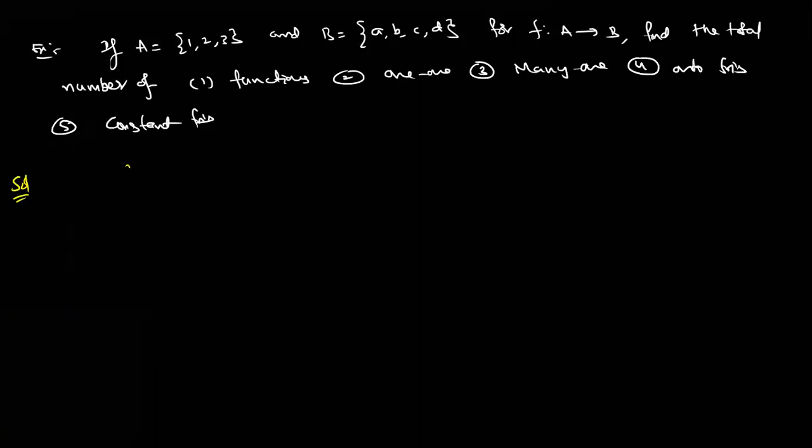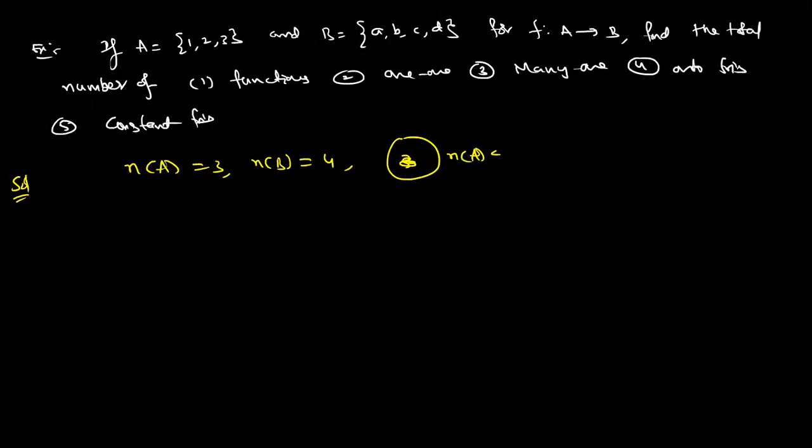So, dear students, first of all, you should write down what is n of A? 3. n of B is what? 4. So n of A is less than n of B is coming. Okay. So first of all, question number 1, number of functions. What is the formula? n to the power m. So how much coming? 4 cube. That is what? 64 answer. So please write, all of you.